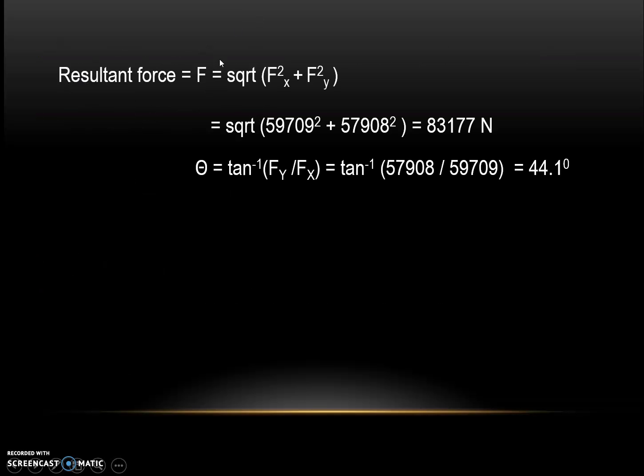And the resultant force F equal to square root of Fx square plus Fy square, which is equal to square root of 59709 square plus 57908 square, which is equal to 83177 Newton. And theta equal to tan inverse of Fy divided by Fx, which is equal to tan inverse of 57908 divided by 59709, which is equal to 44.1 degree.